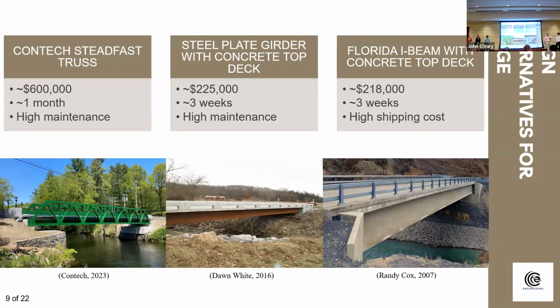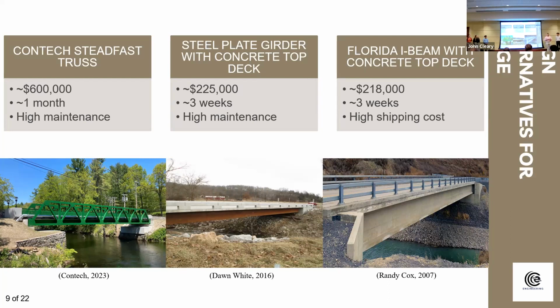So our design alternatives for the superstructure and bridge are a Contech steadfast truss system. And Contech is a company that does accelerated bridge design and mainly steel bridges or box culverts. The estimated cost to use Contech services would be $600,000 with a month installation period and shipping time. These bridges are high maintenance, and due to the county that we are in, they have roughly less than 7 people that maintain every bridge and roadway in the county. So maintenance is an issue, and so is cost.